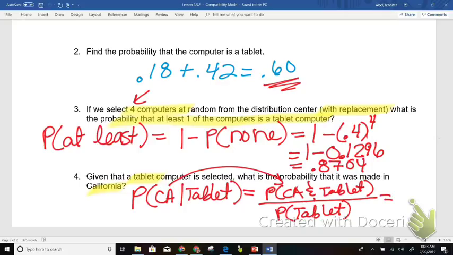So if we go back to our tree diagram, we can see that the probability that it's a tablet and that it was made in California is that third branch, which is 0.18 or 18%. And then the probability that it was a tablet was the total here, was the 60%. And that works out to about 0.3 or 30%.